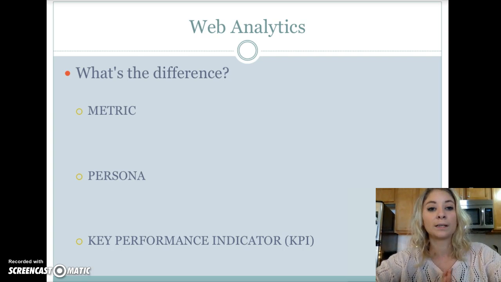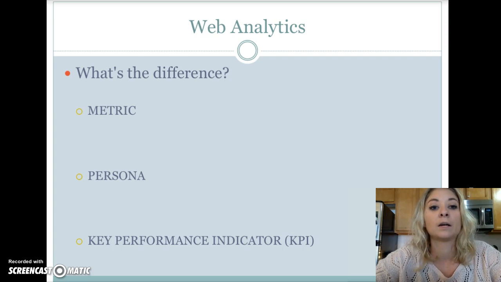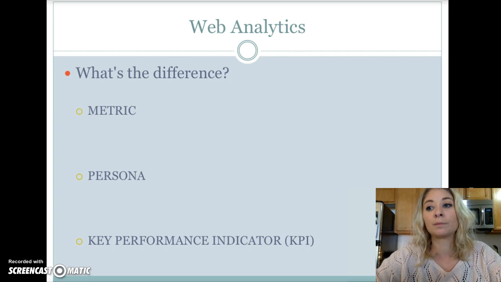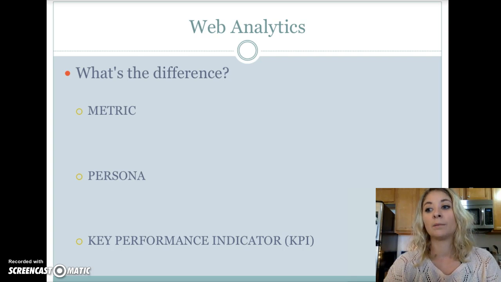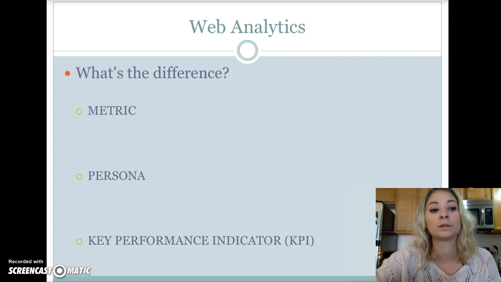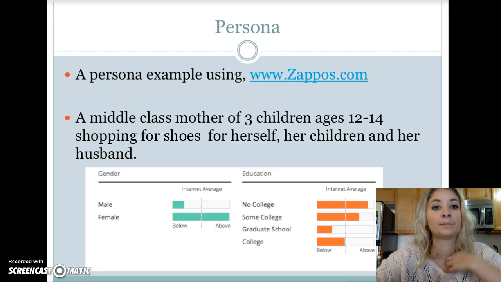The persona, on the other hand, is the individual's journey through your site. This could be very individualistic, but you can make categories on the types of people that are coming to your site based on the metrics that you have on demographics. The key performance indicator is a metric that helps you to measure how you're doing against your company's objectives. And I'll talk about this more in a later slide.